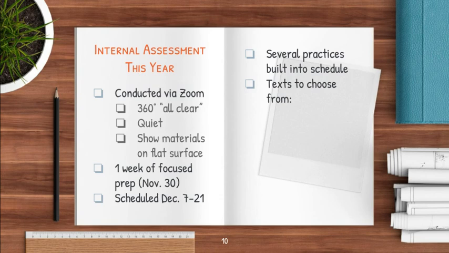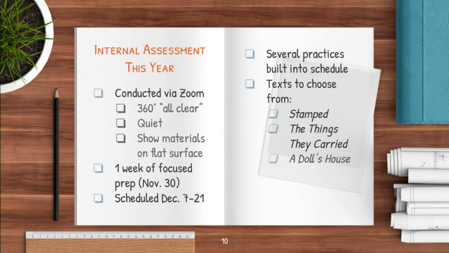And then the texts to choose from for this year, you will be able to use Stamped by Ibram X. Kendi, The Things They Carried by Tim O'Brien, A Doll's House by Henrik Ibsen, or The Awakening by Kate Chopin. And so these are the 4 texts that we're going with for your choices for the IA.